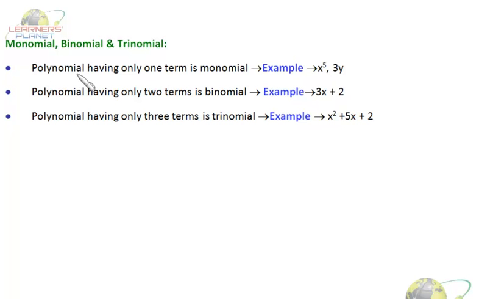Now friends, let's discuss the terms monomials, binomials and trinomials. A polynomial having only one term is a monomial. Here we see x raised to 5, 3y. This is a single term and this is also a single term. So these are known as monomials. In this case, there are two terms. 3x is one term and 2 is another term. So it's a combination of two terms, so we call it a binomial.